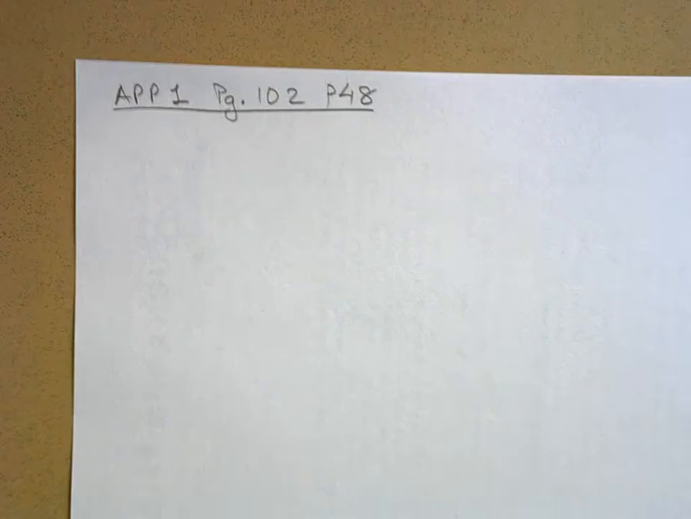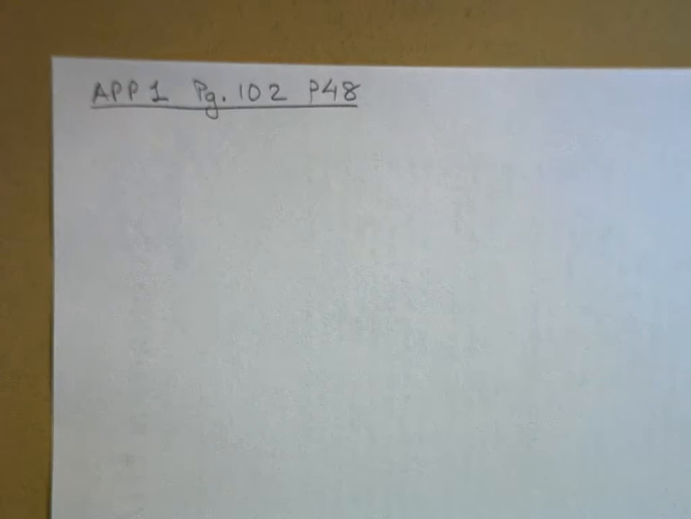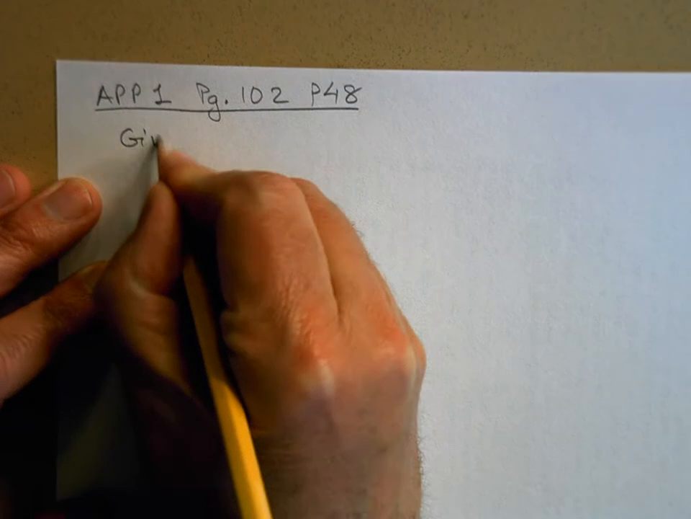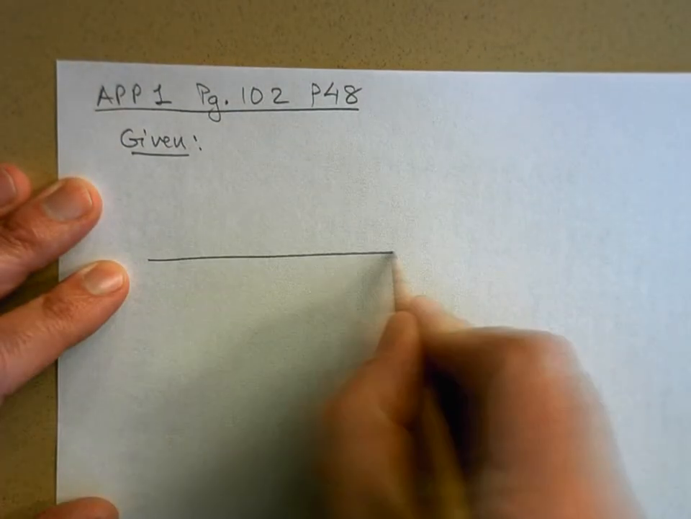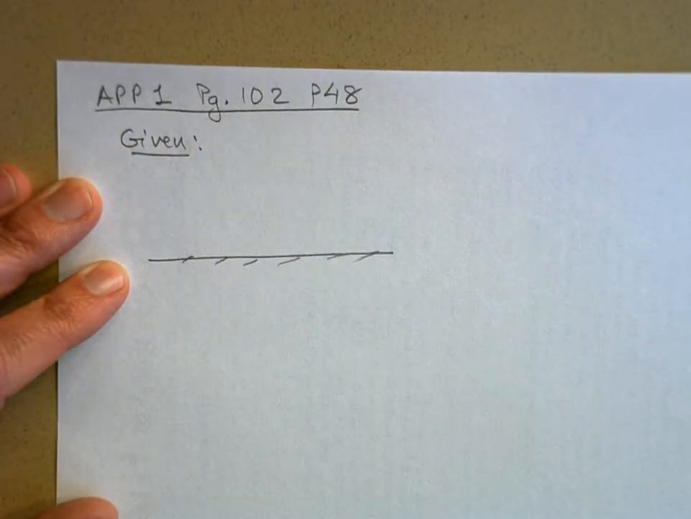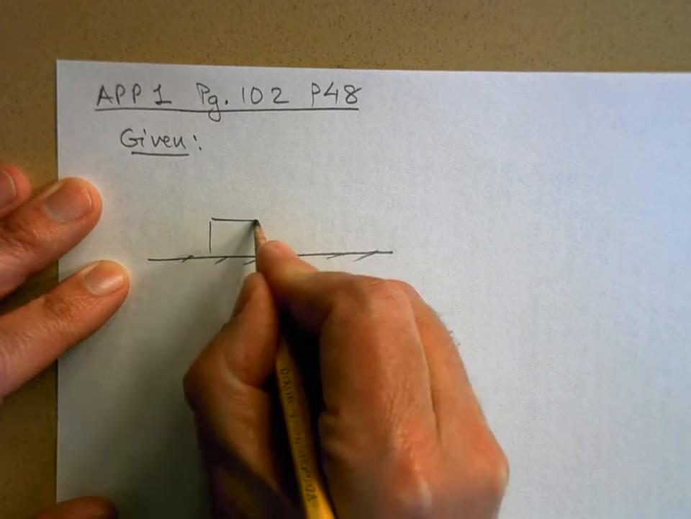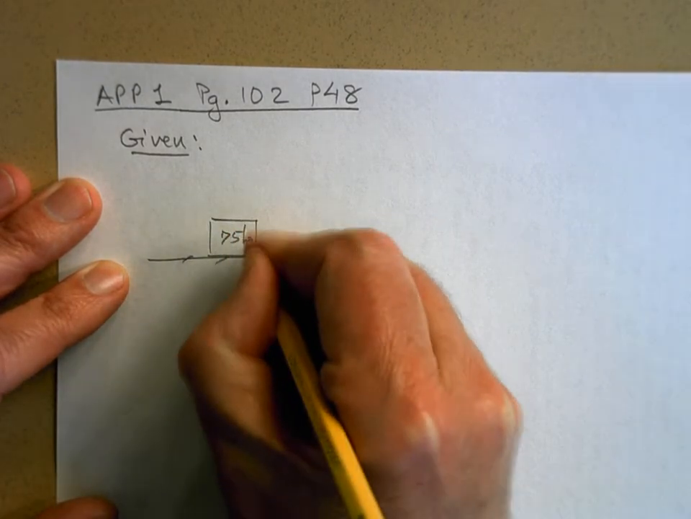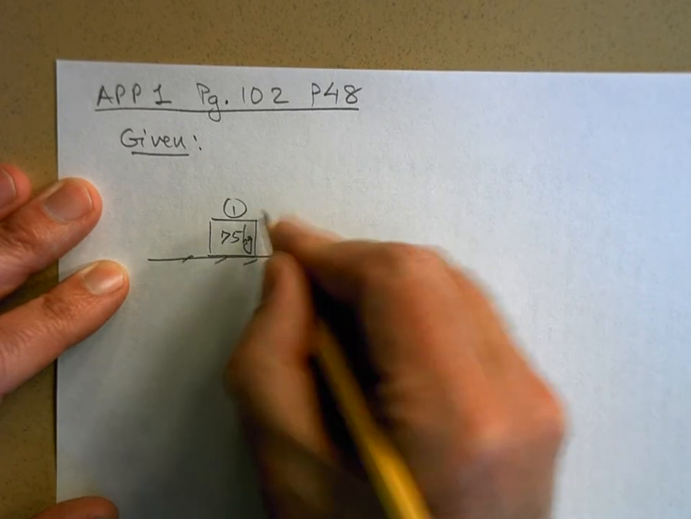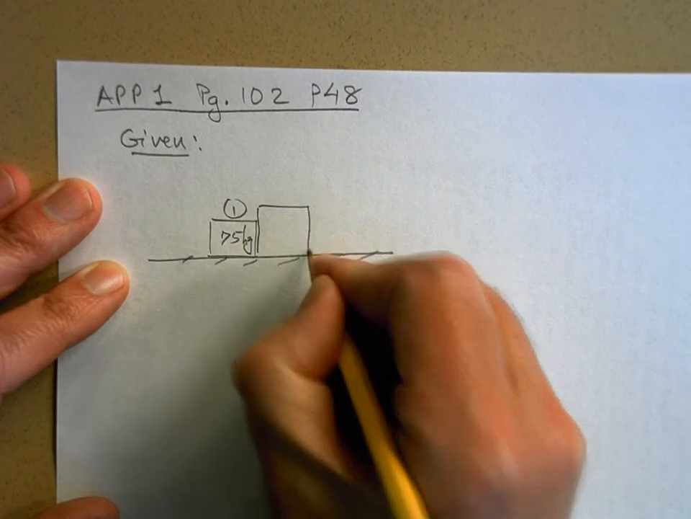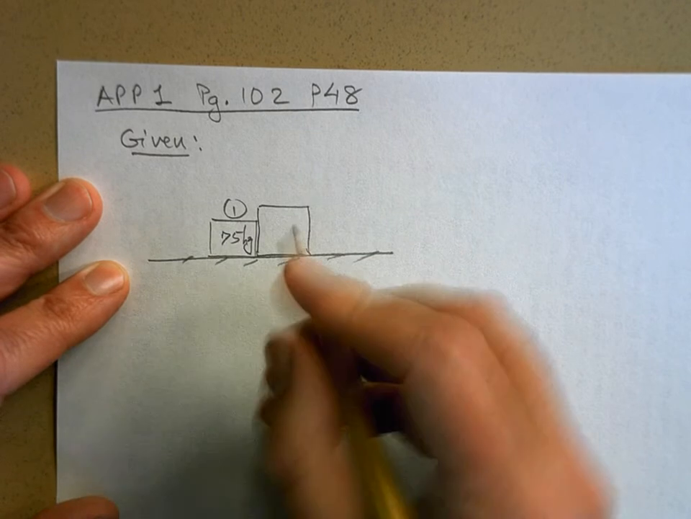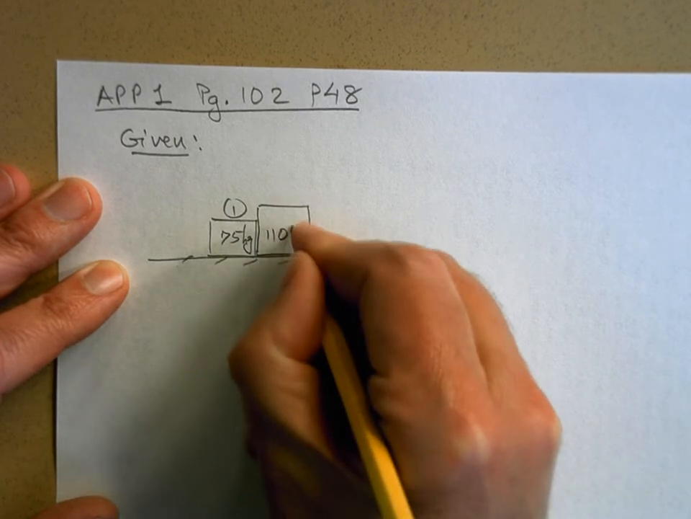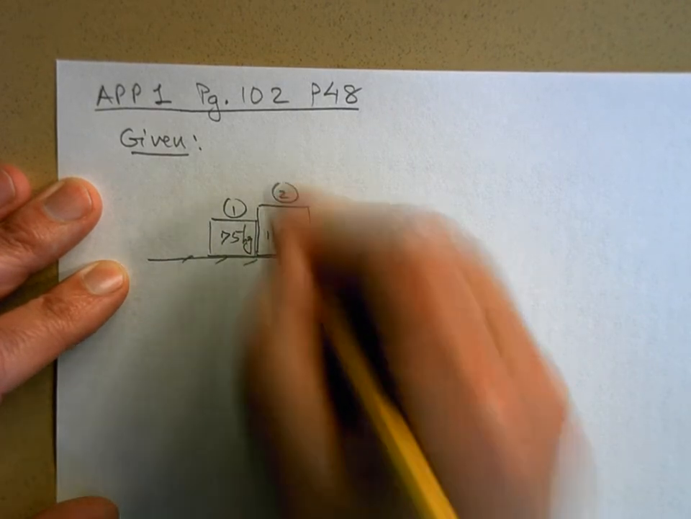And let me zoom back out a little bit. Given. Got a tabletop. I'm just going to draw it as a horizontal surface. We have a crate of 75 kilograms. We're going to call this crate 1. And then crate 2, a little bit heavier, at 110 kilograms. So this is crate 2.